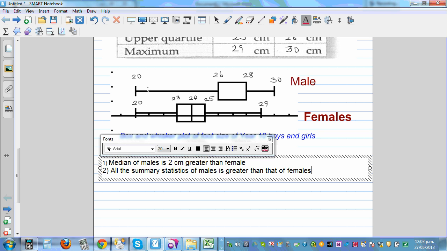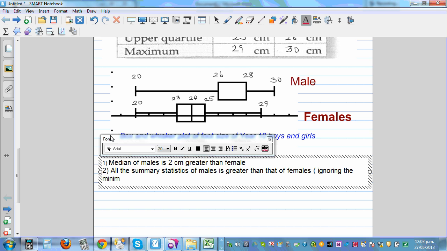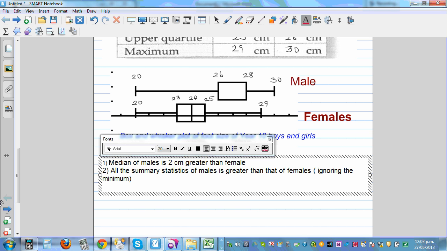of course, the lowest value is the same. Okay, so ignoring the lowest value, so let's write ignoring the minimum. If you ignore the minimum, if you look at all the summary statistics, the summary statistics of male is greater than female.